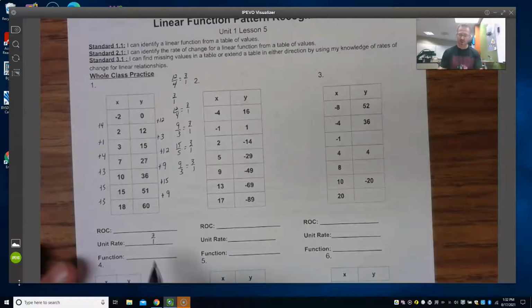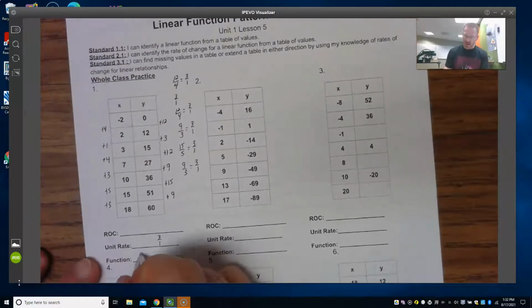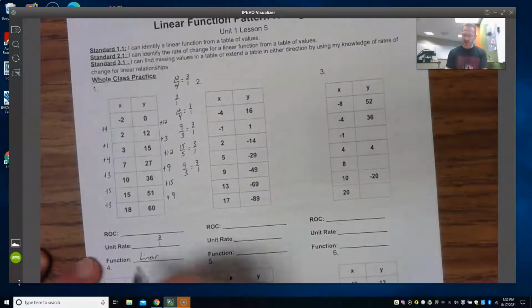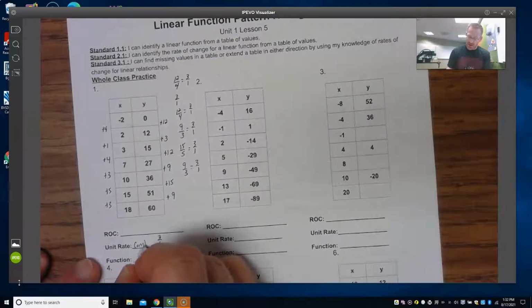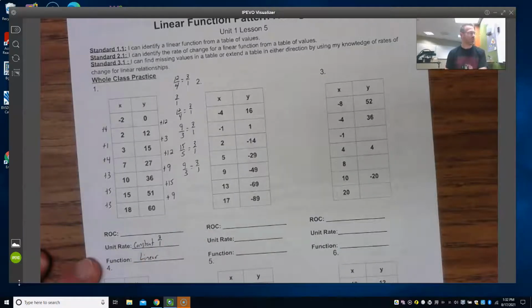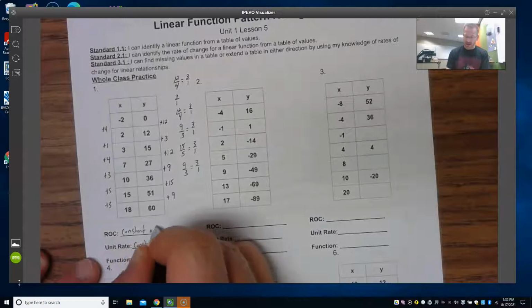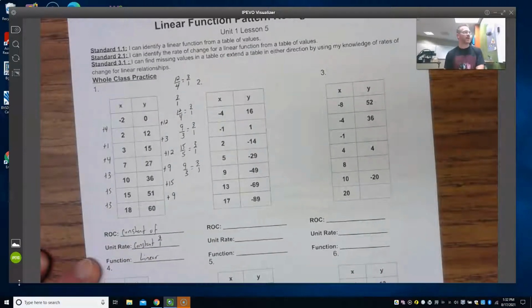All right, and then that unit rate is 3 to 1. What that tells me is that we are, in fact, working with a linear function. And then our unit rate is a constant of 3 to 1. And our rate of change is a constant of, and once again, you can write any of these because it means the same thing, right?